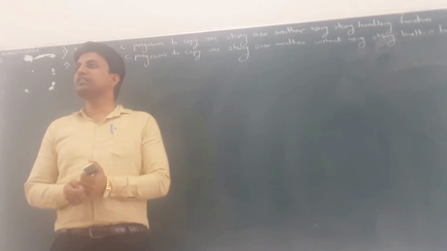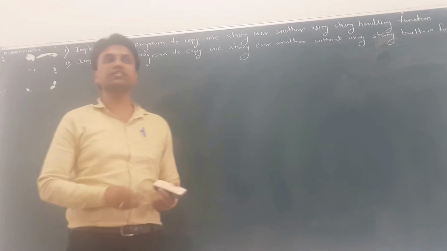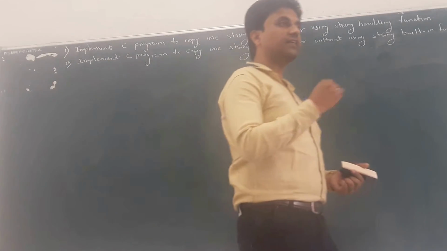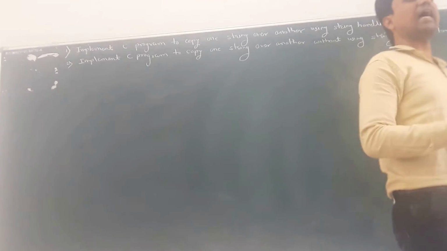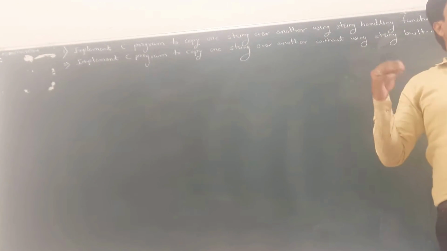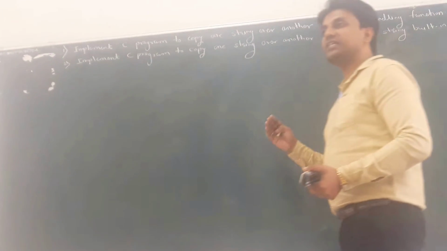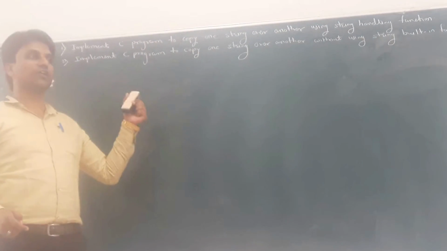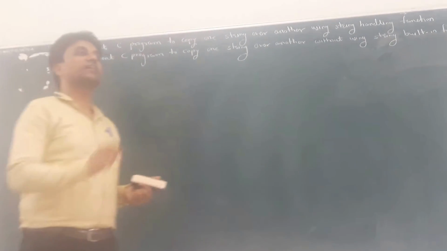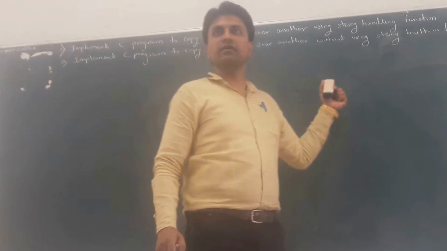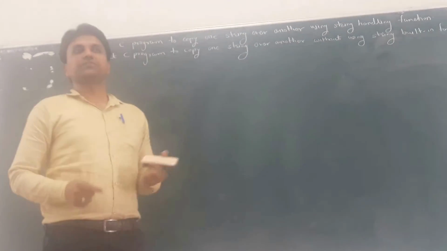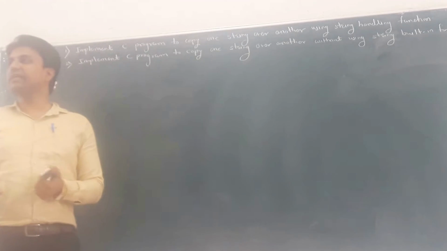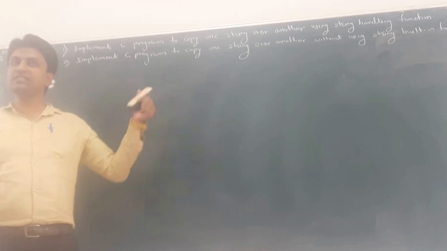So a string always ends with the \0. \0 is a null character, and that null character is automatically added by your compiler. That means \0 means the end of the string. So \0, or the null character, indicates the string ends. Clear? Next, how to declare and how to initialize the string.